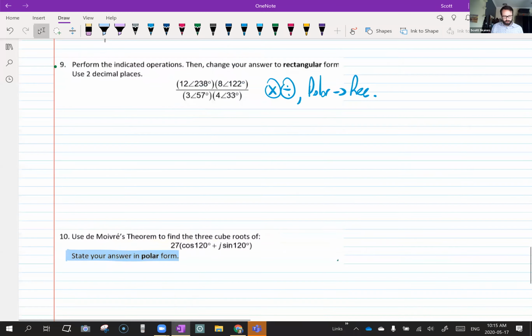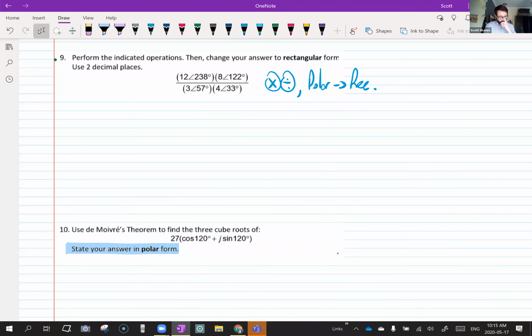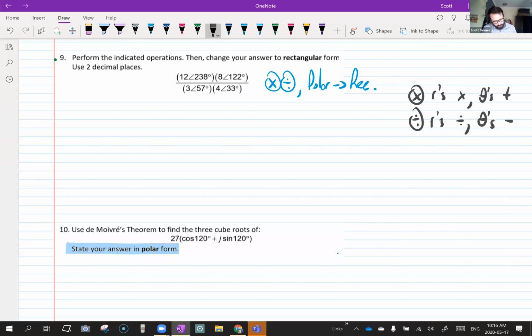Perform the indicated operations, then change your answer to rectangular form, use 2 decimal places. Okay, so this is multiply and division rules, and then we need to change polar to rectangular. Let's do it. What's our rules? Well, when we multiply, the r's multiply, thetas add. When you divide, r's divide, thetas subtract. Okay, let's do that. I'll do the top and bottom separate first.